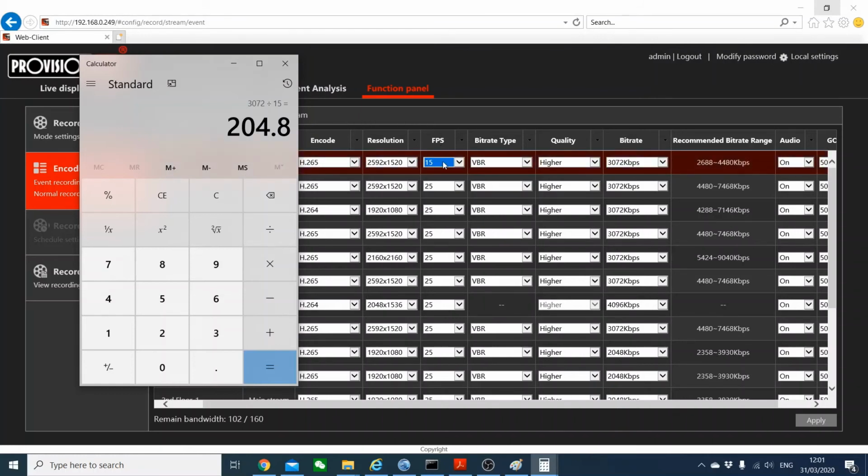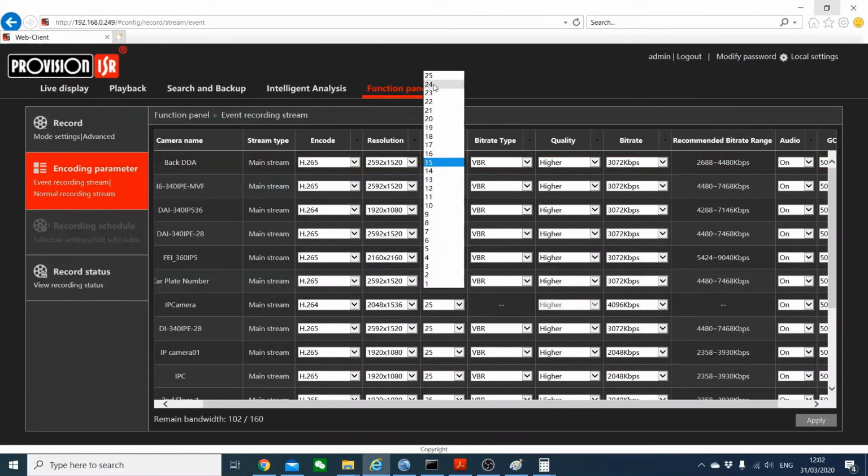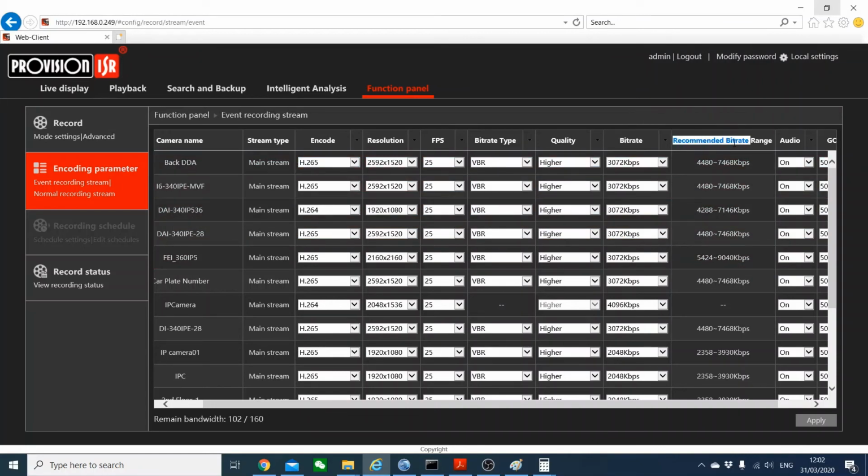But of course, our goal should be to have the largest amount of frame per second with the best quality. So this is why we have this line right here, recommended bitrate range. Provision-ISR has worked a lot in order to get us the best recommendations possible. So we have external calculators for this information, but of course we have it built in inside of this NVR.